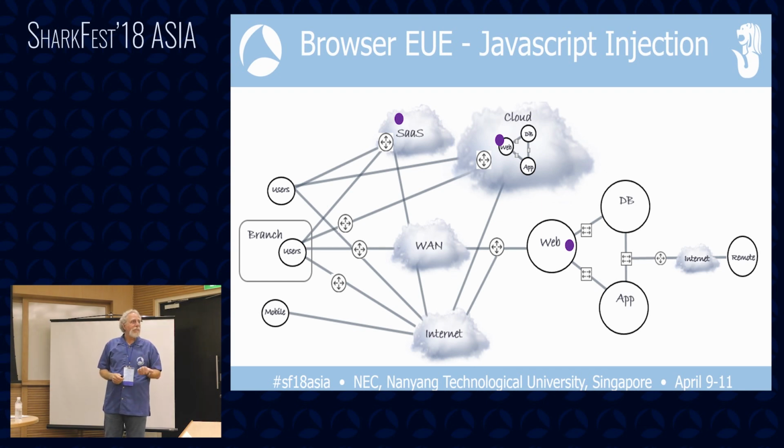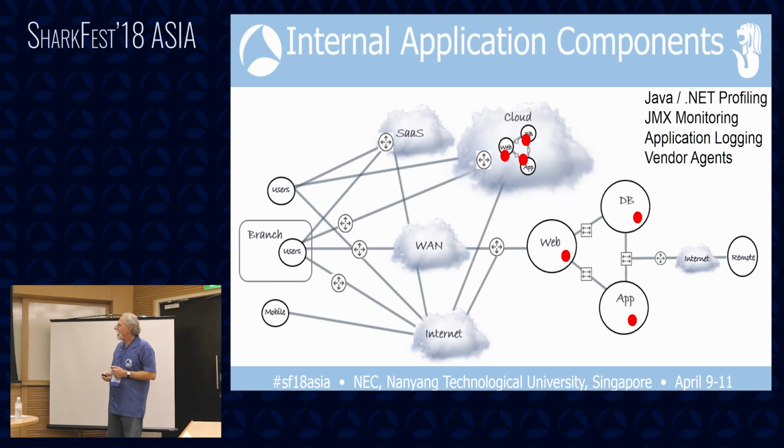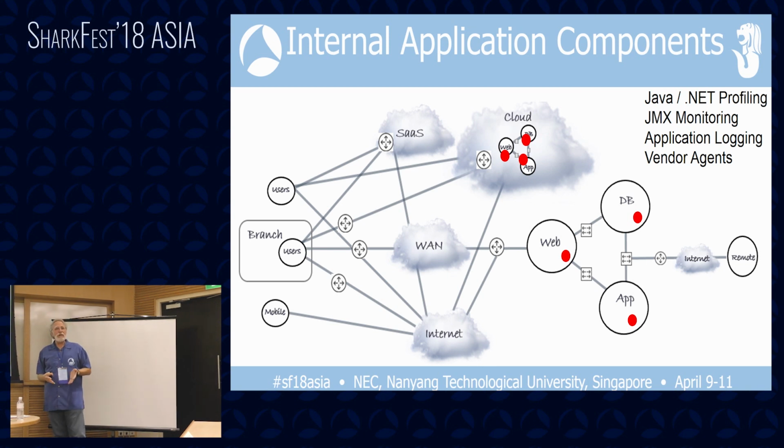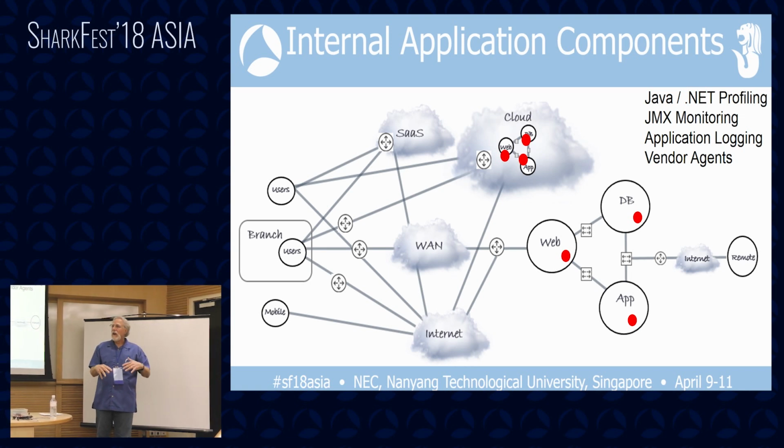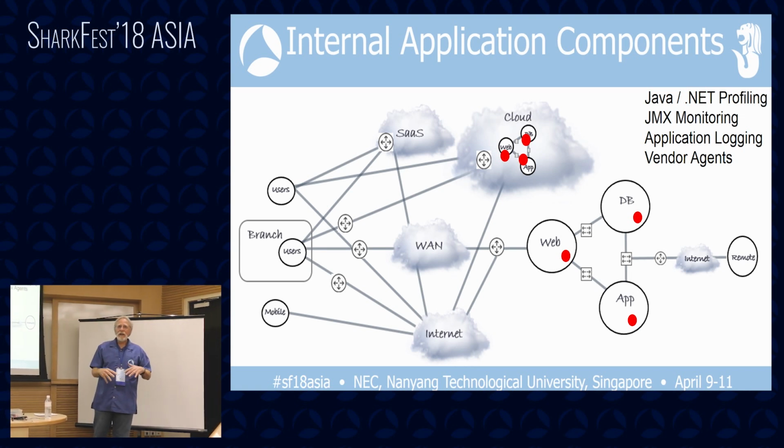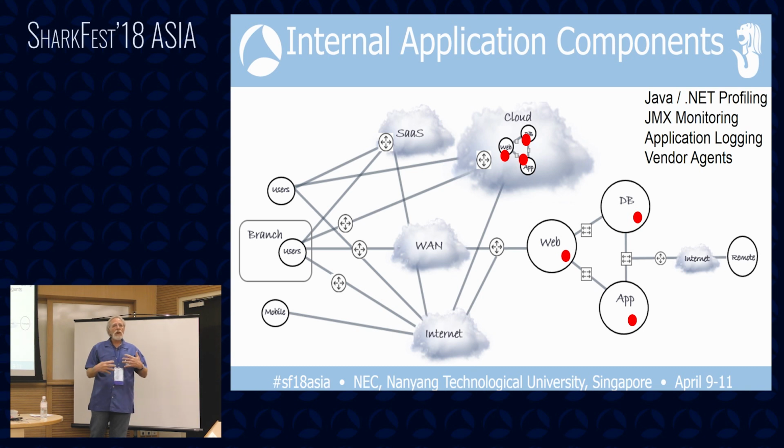So we've got endpoint monitoring, JavaScript injection, and then internal application monitoring. So this again is agent-based, where we're looking at what's going on inside of your Java and .NET applications. What code is running the most frequently? What code is using the most CPU? What code is throwing the most exceptions? What code is called the most frequently? So we've got agent deployments for that specific type of measurement.